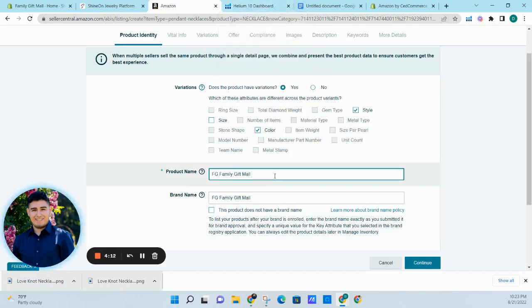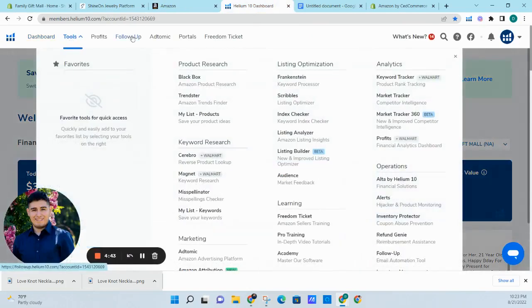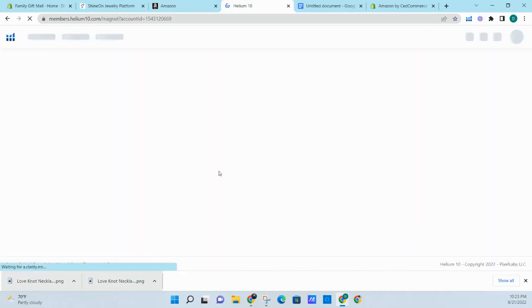Now, in order to create your title, you gotta pretty much list the best long tail keywords that you find, right? Now, by best, I mean the ones that have the lowest competition, the ones that have the highest search volume, the ones that have a better opportunity for you to rank on that specific keyword. So for that, Helium 10 has multiple tools that you can use. One of my favorites is Magnet.